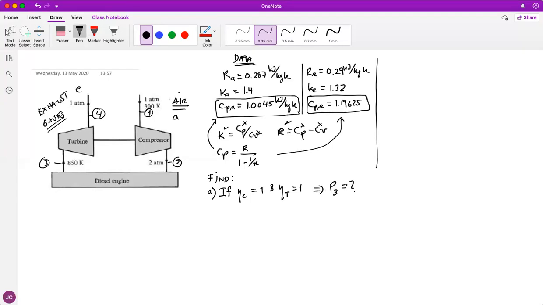And you will say, oh, what does that have to do? Well, it has to do with something. Now B, now they are just changing the stuff. If the isentropic efficiency of the compressor is 0.7 and the isentropic efficiency of the turbine equals 0.8, I think it's 0.88, therefore find again P3.